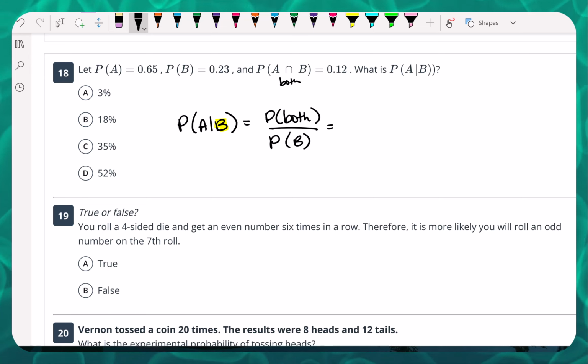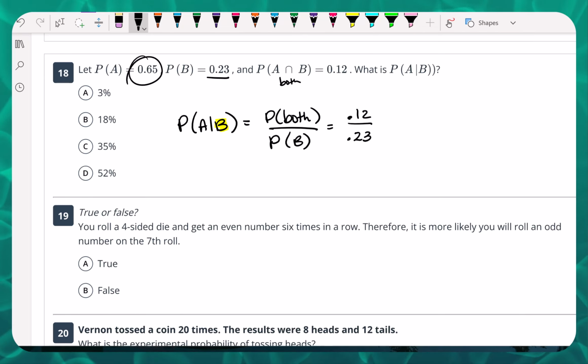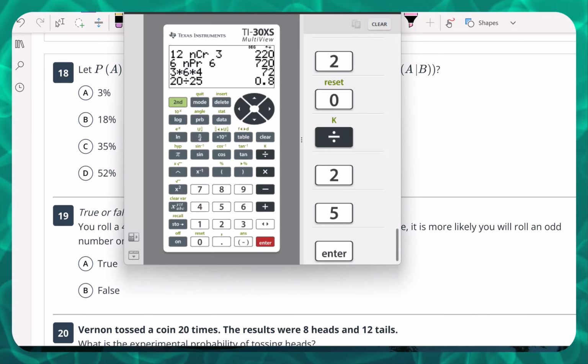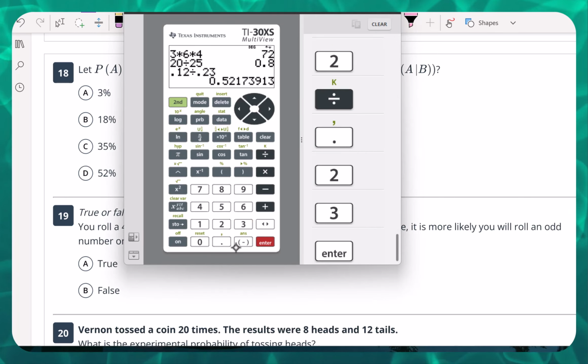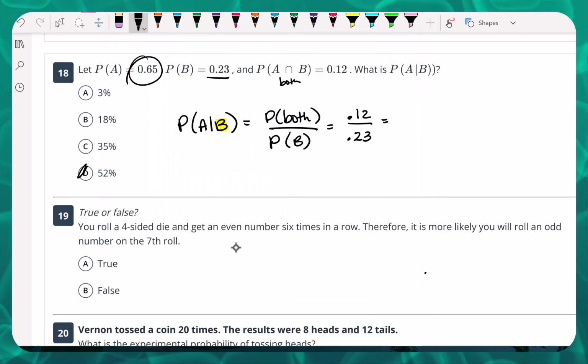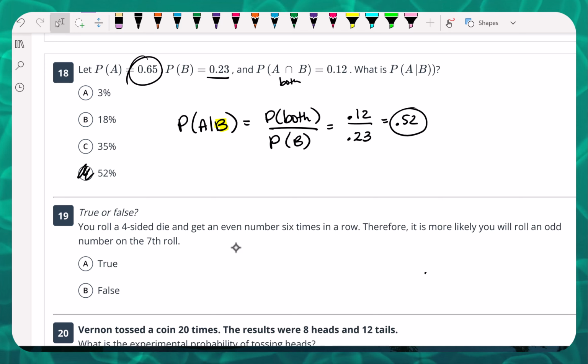This gives you the information that you need. This means both, okay? So A and B is 0.12, and you're going to divide that by the probability of B, which is 0.23. See, they give you extra information in here just to see if you know what you're doing with that formula. So I'm going to divide 0.12 by 0.23. And we get about 52%. There you go. You have to know the formula. Now the formula is on the formula sheet, so you don't have to have it memorized, which is awesome.